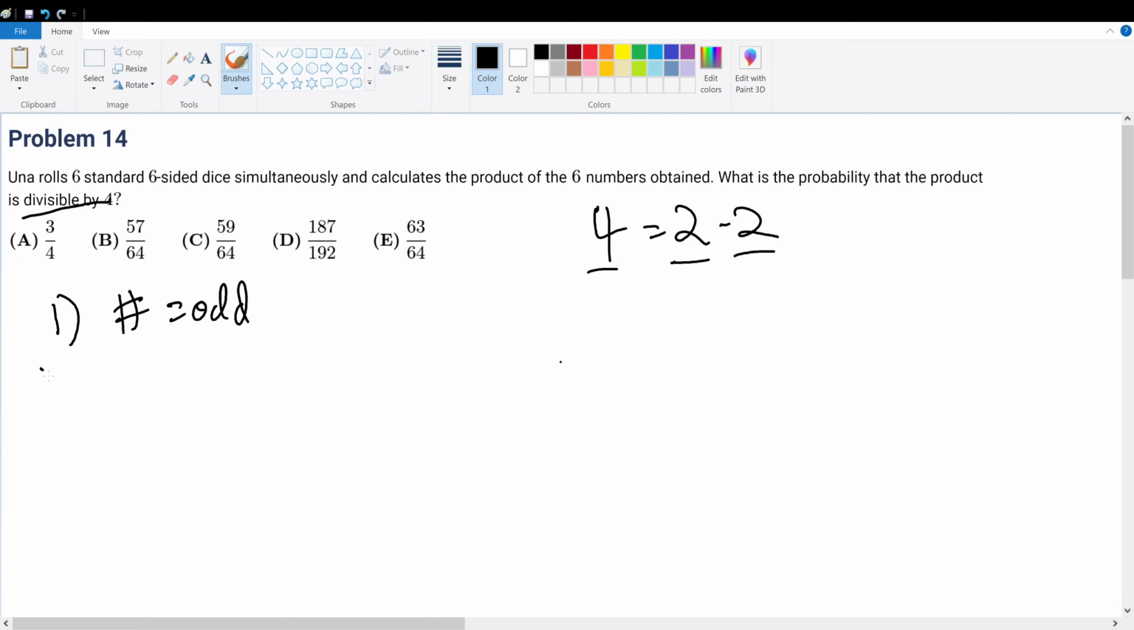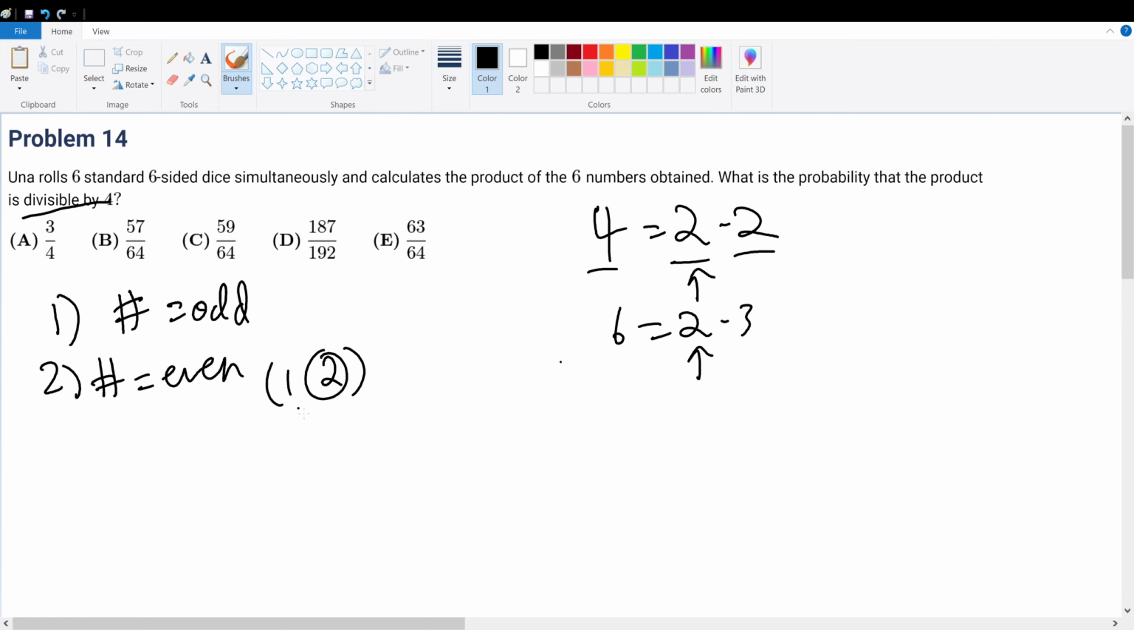The second case is that the number's even, but there's only one 2 in it. And that's because, for instance, 6 is 2 times 3. It's not divisible by 4 because there's only one 2 in it. You need another 2 for it to be divisible by 4. So the number could be even, but with one 2 only. So these are the two possible cases, and let's solve for both cases.